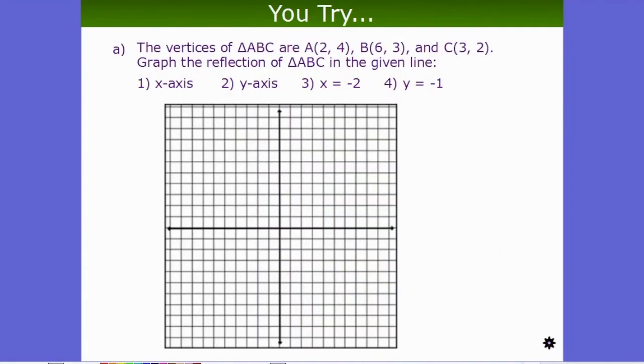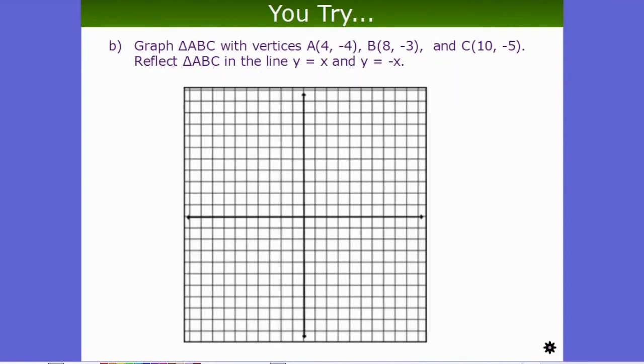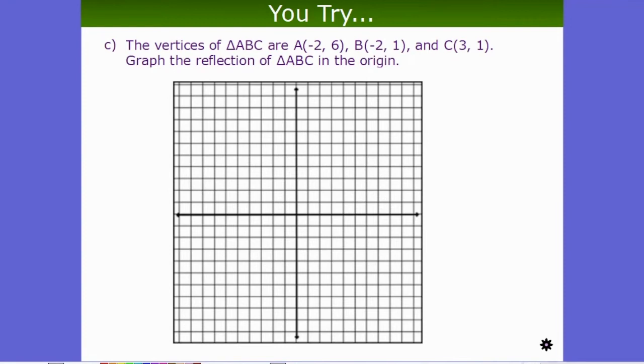We have some Try-Its here. What you need to do for this one is you're going to graph that initial figure, and we can actually do that while we're here. And you're going to do 4 different reflections. Once around the x-axis, once around the y-axis, once around the value x equals -2, and once around the value y equals -1. You're also going to do a reflection here over the lines y equals x and y equals -x. Be sure to write out the rules for what those look like. And then finally, you are going to graph the reflection in the origin. Boy, that sounds weird. If you see that kind of wording, graph the reflection of ABC in the origin, that is a point reflection.